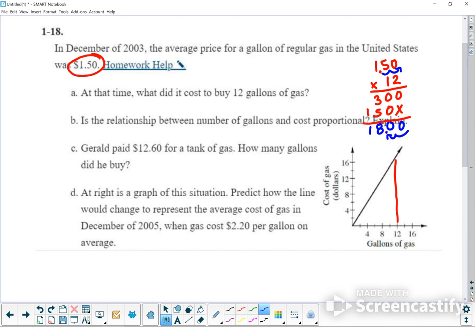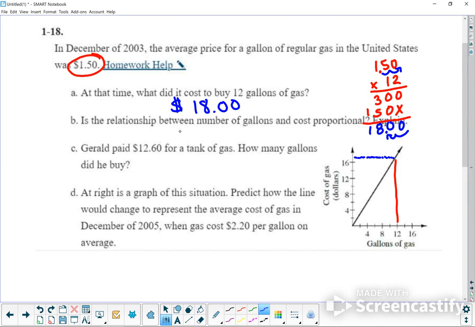Oh, $18. See that? So when I was just using a graph, it looked like it was a little off. That's why I recommended that we go ahead and do algebra. It looks like 16, but it's a little bit off. So it's going to cost $18. Okay. Now you obviously want to answer the question. You will say it will cost $18 to buy 12 gallons of gas. Okay. I'm just giving you the direct answer.